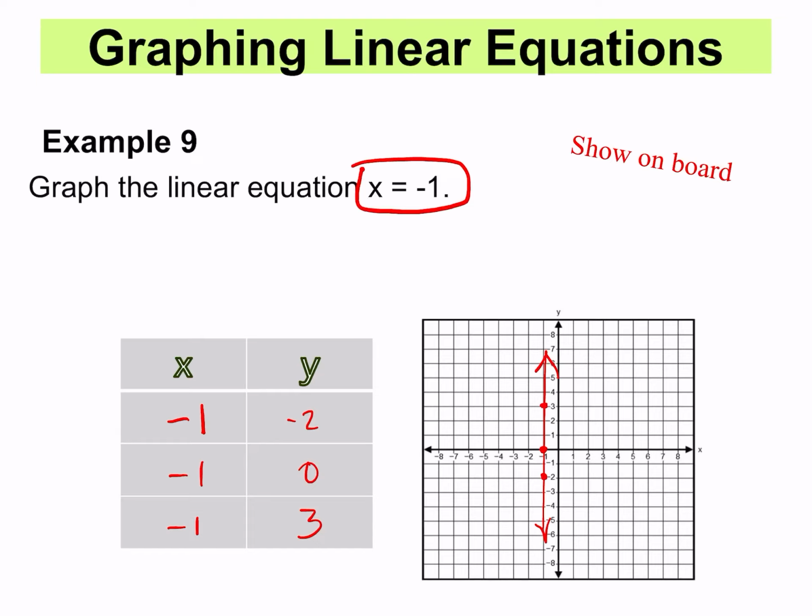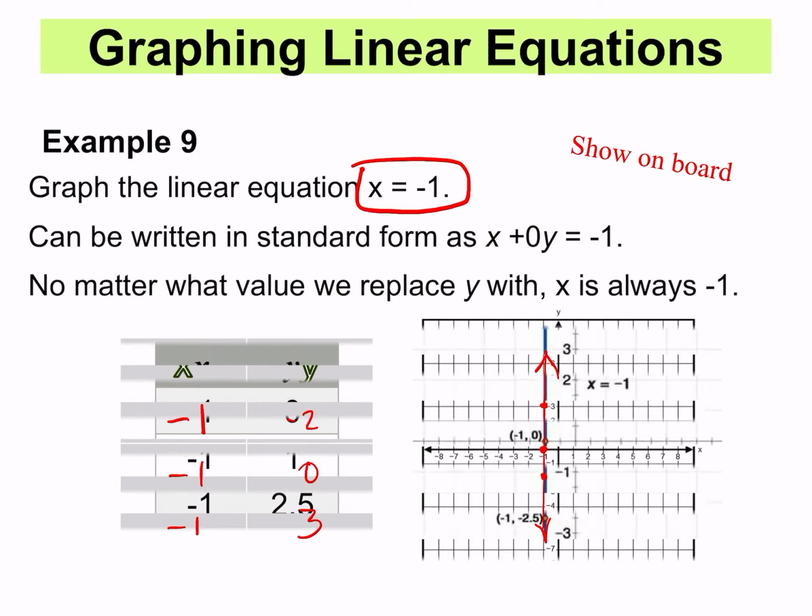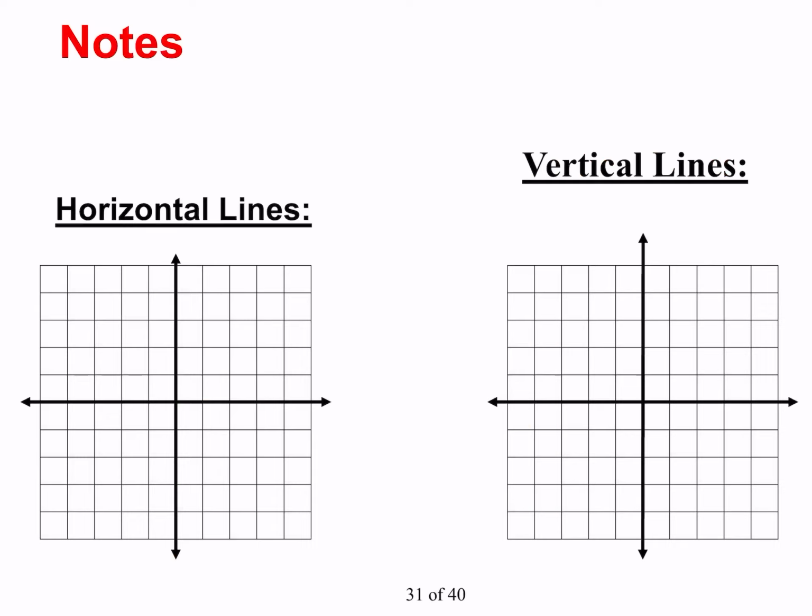So just to summarize, real quick, for everybody, take a look at this. This is the one we just graphed, y equals 3. I could have asked you to graph this one, y equals -4. I could have asked you to graph this one, y equals 0. Look at that. All horizontal lines start with y equals some number.